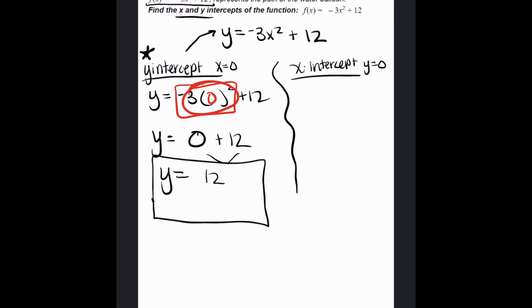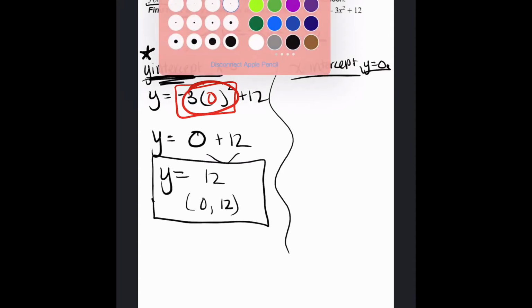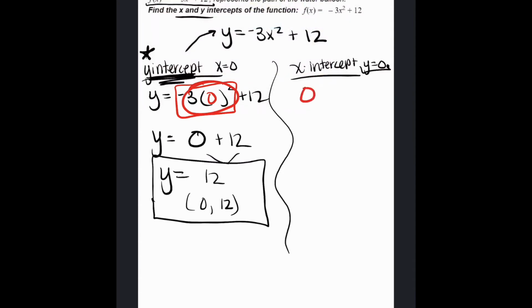And remember, this is my y-intercept. So the entire point on my y-axis would be over 0, up 12. Now to get my x-intercepts, we have to replace y with 0. So instead of y equals, we're going to have 0 equals, and then the rest of the function, negative 3x squared plus 12.